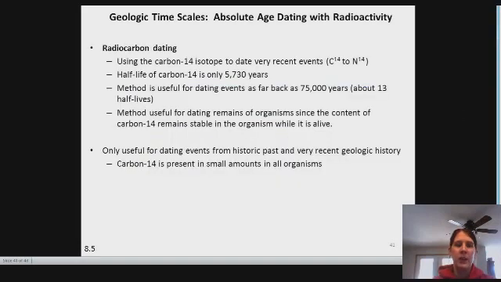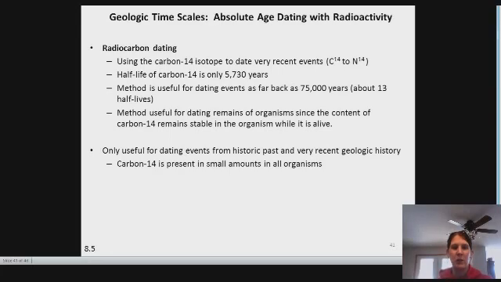Another way to do absolute age dating is with radiocarbon dating. This uses the carbon-14 isotope to date very recent events, and this is carbon-14 to nitrogen-14. The half-life of carbon-14 is only 5,730 years. This method is useful for dating events about as far back as 75,000 years or 13 half-lives. This method is most useful for dating remains of organisms, since the content of carbon-14 remains stable in the organism while it is alive. It does not start undergoing that decay until the organism is dead.